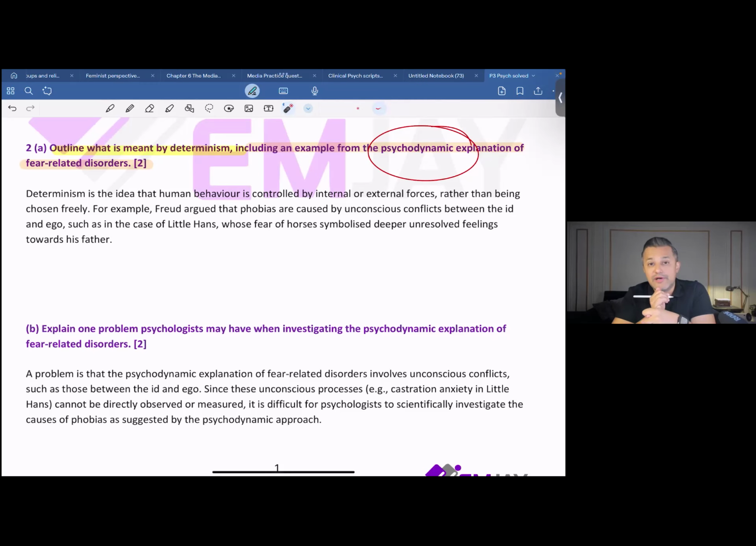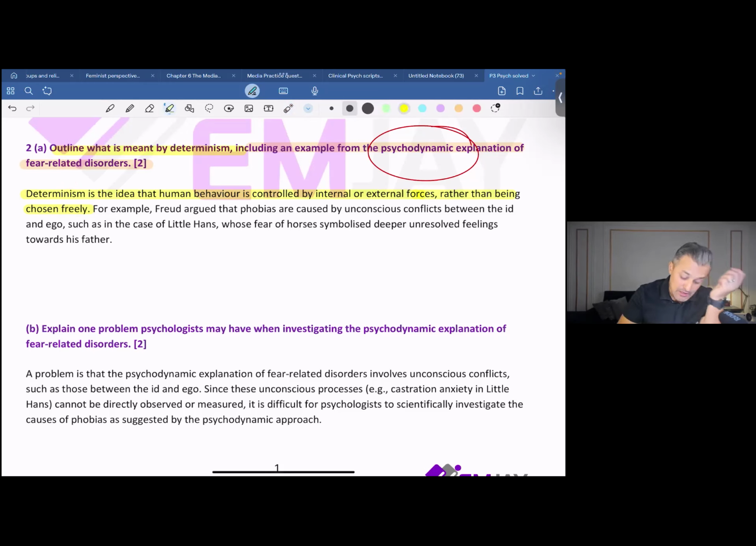So you simply define determinism and you get your first mark. You get the second mark for exemplifying that through the psychodynamic explanation. Let's see if this is easy peasy. Determinism is the idea that human behavior is controlled by internal or external forces rather than being chosen freely. So, this is what secures the first mark for you.